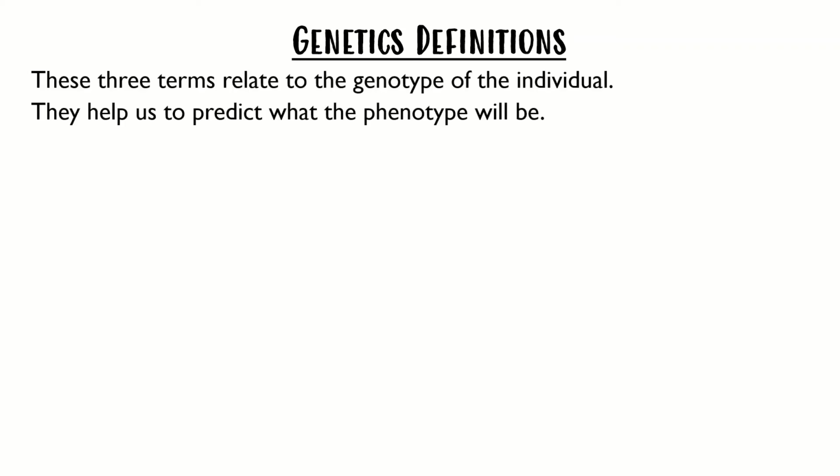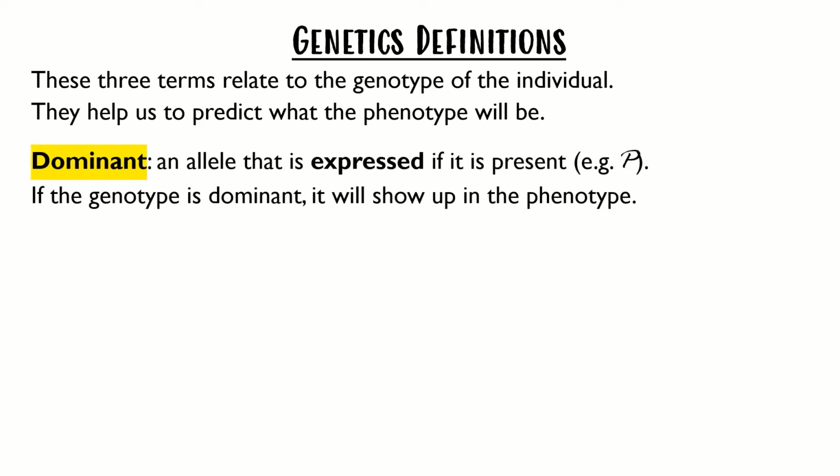Now we're going to deal with some definitions that relate specifically to the genotype, and it helps us to understand what the phenotype might be dependent on the genotype. So the three terms relate to the genotype of the individual, and they'll help us to predict the phenotype. Dominant, an allele that is expressed if it's present, and there you see the capital P. We use capital letters to show the dominant allele. So if the genotype is dominant, it will show up in the phenotype.